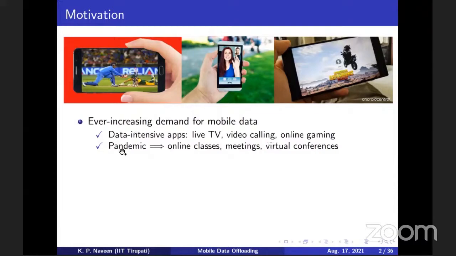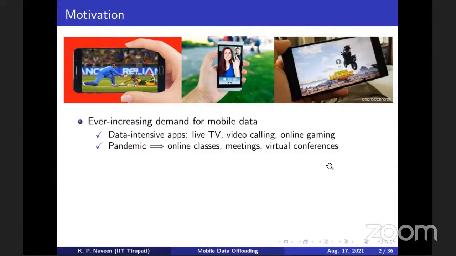In addition to this, the ongoing pandemic crisis has also given rise to a scenario where several activities which otherwise used to happen physically are going online, right? For instance, online classes, meetings, and even big conferences are going virtual these days, right? So all these are going to add up to the demand for mobile data.